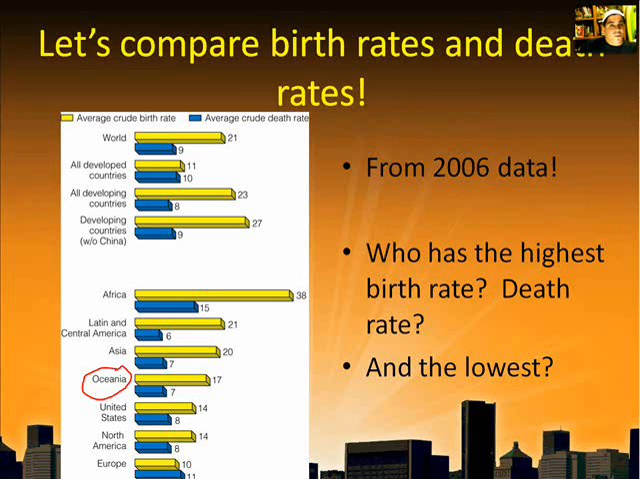So take a look at these questions here. Who has the highest birth rate, death rate, and the lowest? And take a look at those numbers. I'll give you a second.